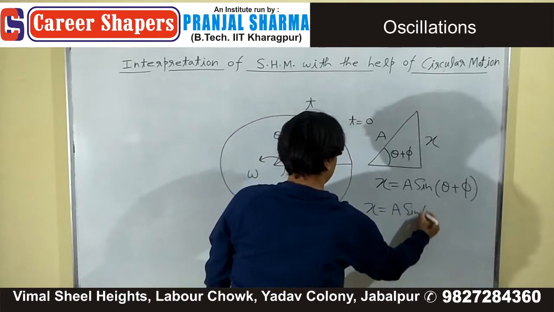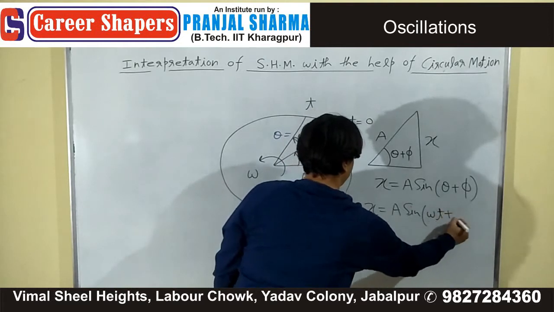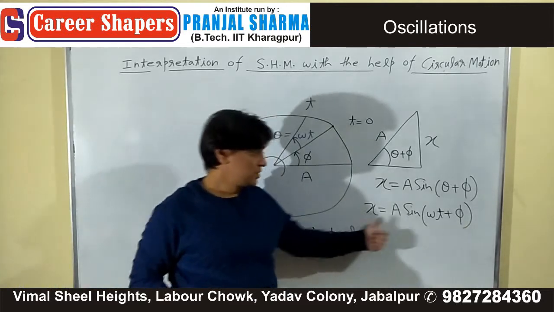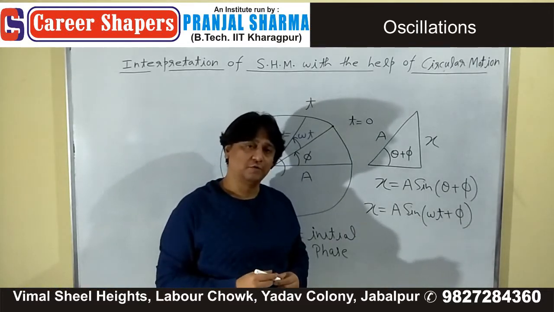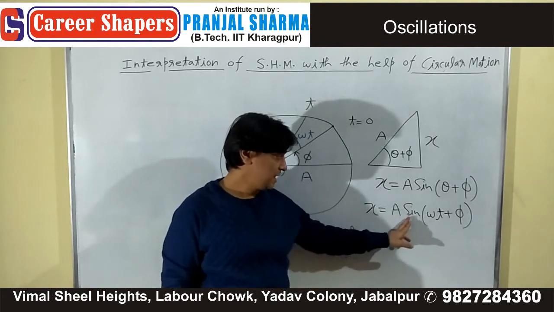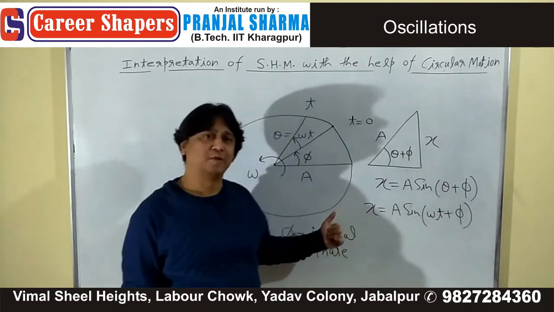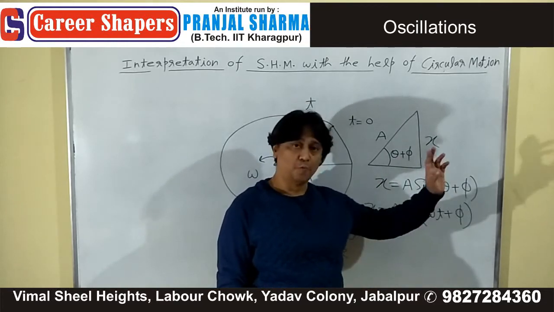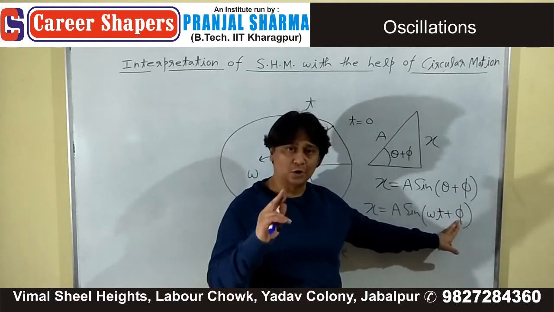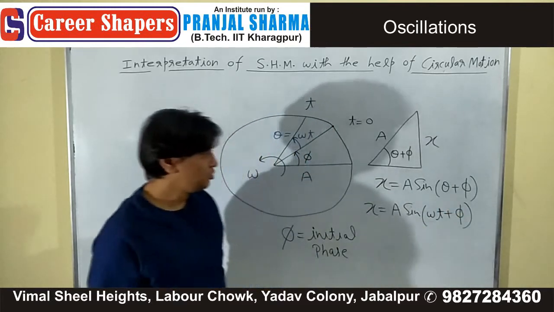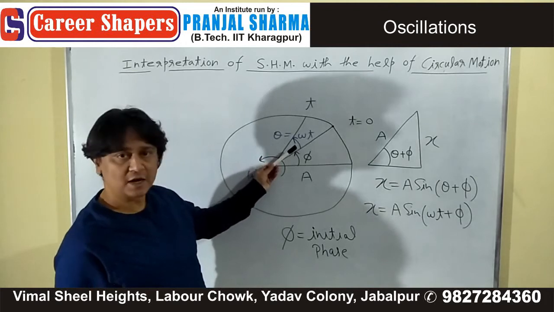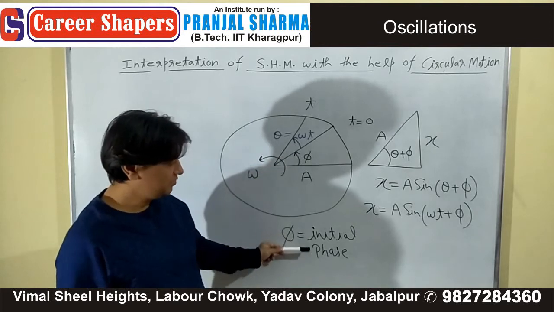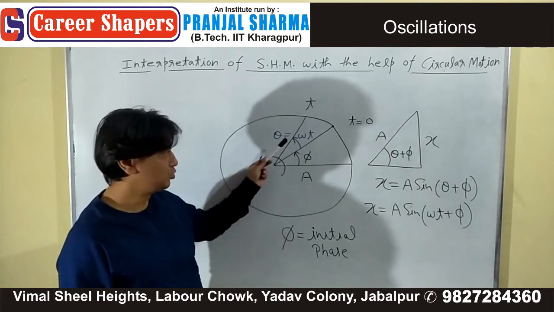What is theta? Theta is omega t plus phi. What is this? General equation of simple harmonic motion: A sine omega t plus phi. When we developed this equation with the help of A equals to minus omega square x, I hope you remember this phi was called what? Constant of integration. But now you know that this phi is what? Initial angular position of the rod, or initial phase during simple harmonic motion.